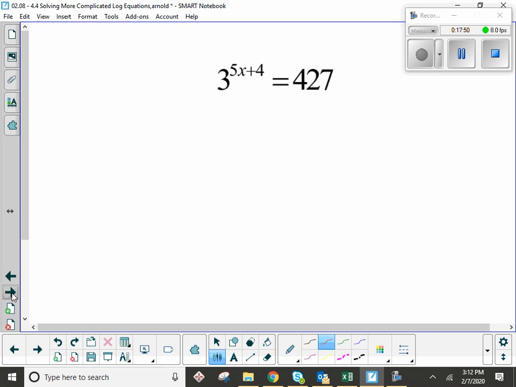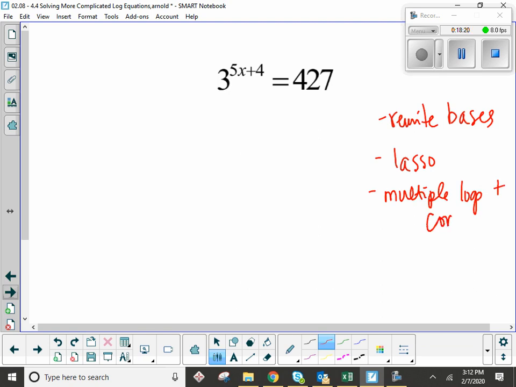So on this first one, I want you to think about all the different methods we have and how you would use them. I'll write the methods up here while you think about it. We had rewrite bases. We had lasso. Multiple logs and a constant. That was yesterday. And then multiple logs, no constant. These are our 4 things.